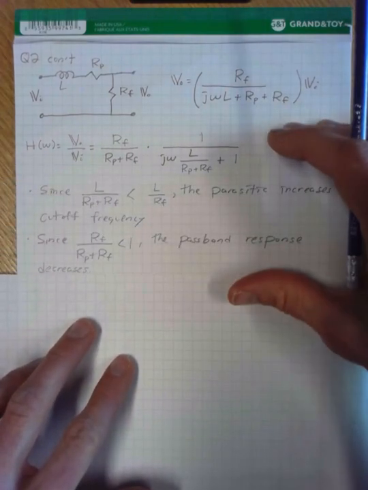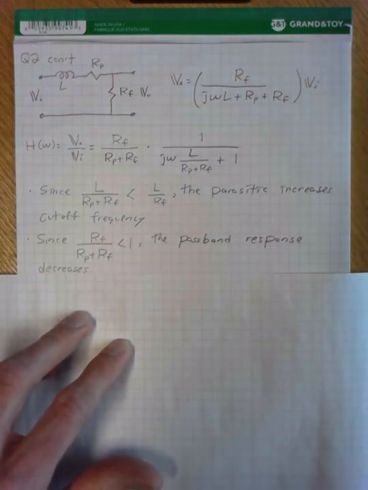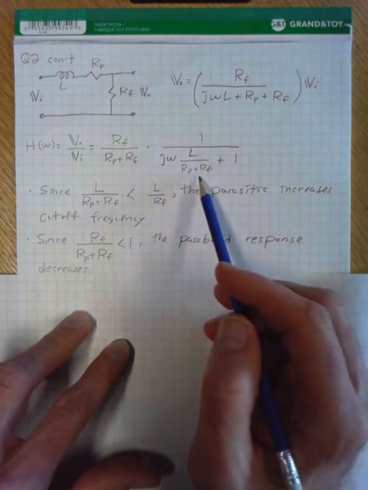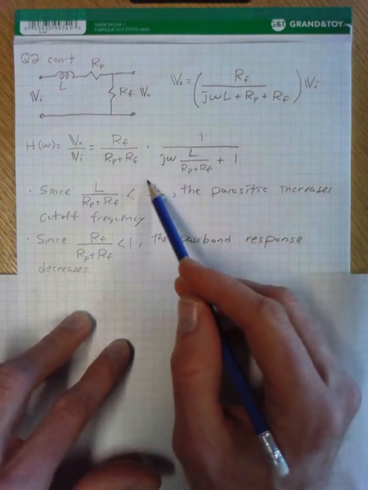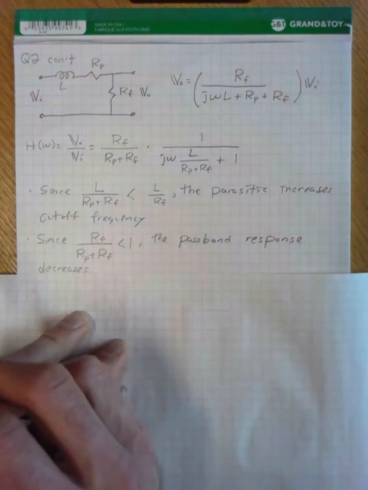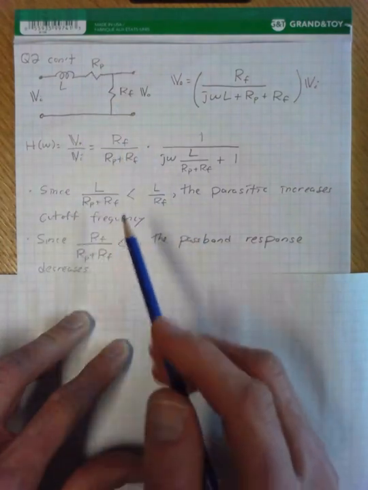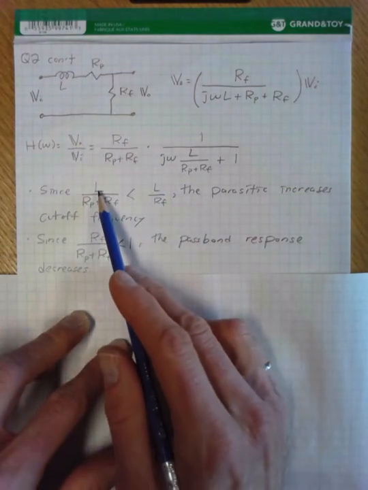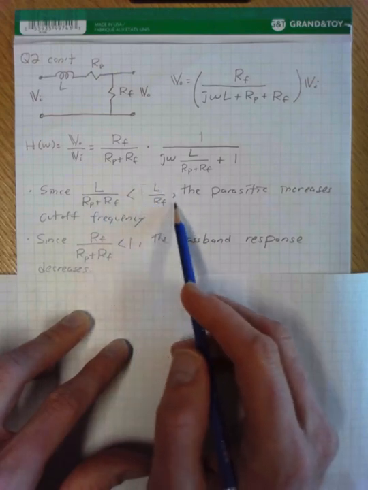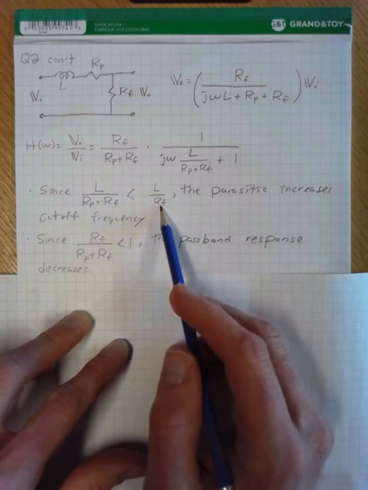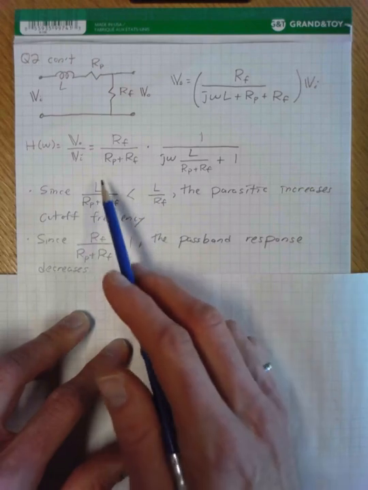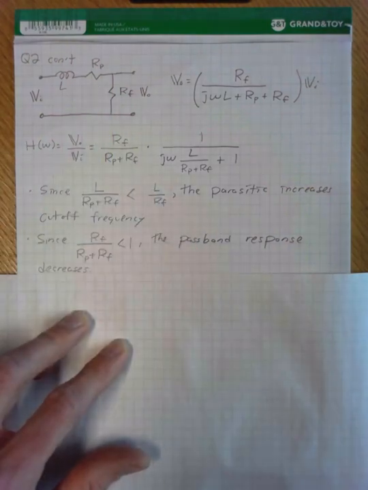Similar to how we did for the RC equation, this is our 1 over alpha factor. If we compare it to the 1 over alpha factor for a standard RL low-pass filter where the winding resistance isn't present, we can see that L over RP plus RF is less than the standard 1 over alpha value, which is L over RF. Because this term is smaller, the presence of the parasitic resistance increases the cutoff frequency.